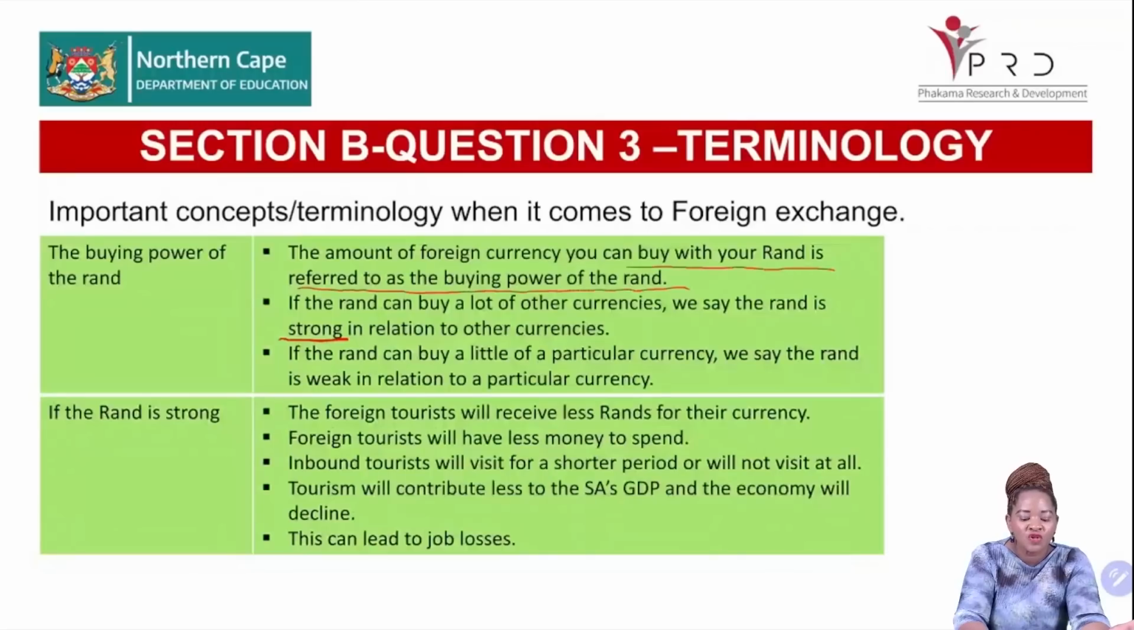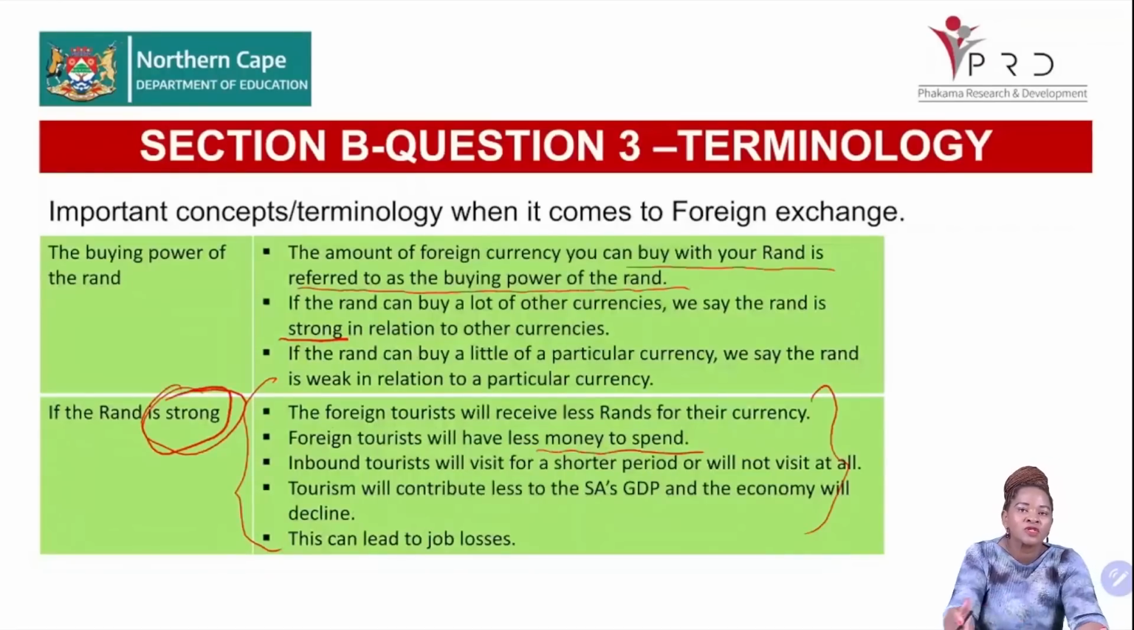If the rand is strong, the foreign tourists will receive less rands for their currency. Foreign tourists will have less money to spend. Only if the rand is strong. You're always confusing this. Inbound tourists will visit for a shorter period. Tourism will contribute less to SA's GDP, and the economy will decline, and this can lead to job losses. All of these, grade 12 learners, can only happen when the rand is strong.